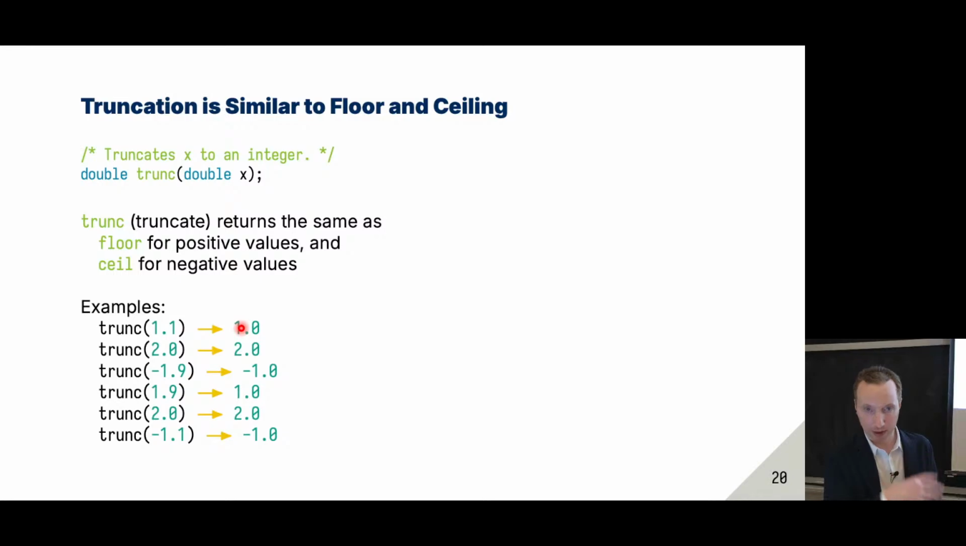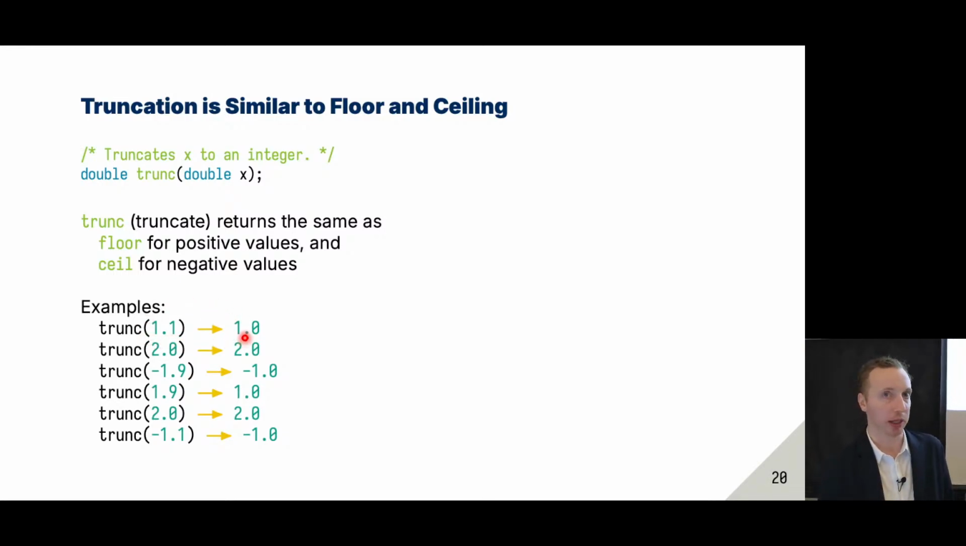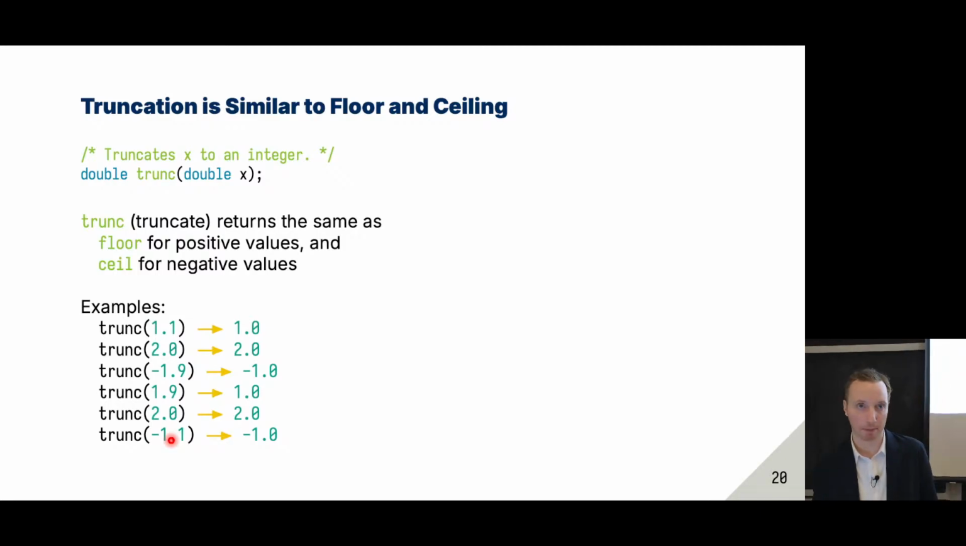I set it up so the previous slide has all the exact same numbers. So if we truncate 1.1, we get 1. If we truncate 2.0, it stays the same, it would be 2. Truncate 1.9, we just chop off the 0.9, it's 1. Truncate 2, stays 2 again. Truncate negative 1.1, then we just get negative 1 because it just chops off anything after the decimal. So questions about that?